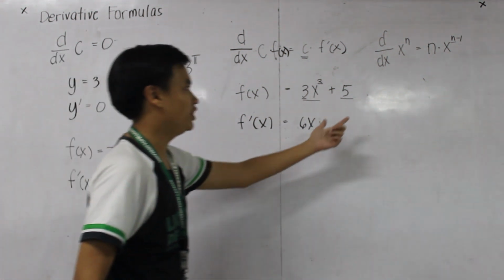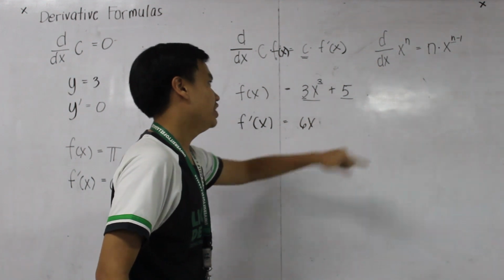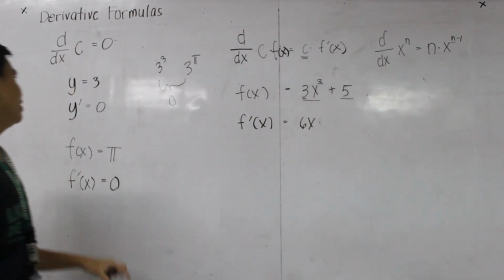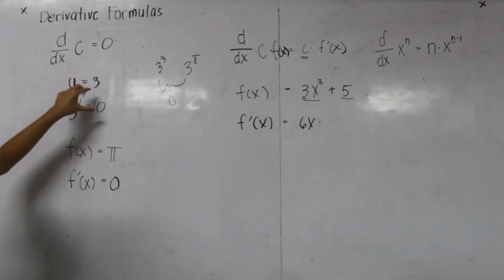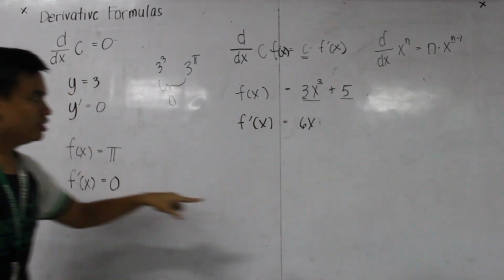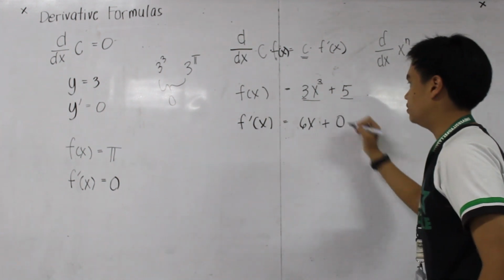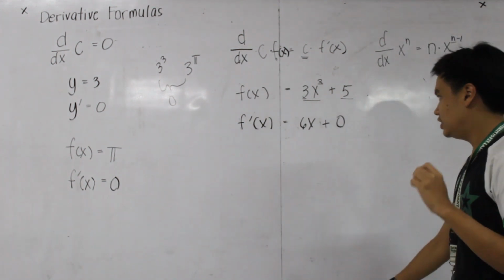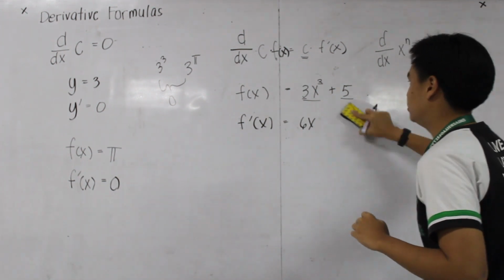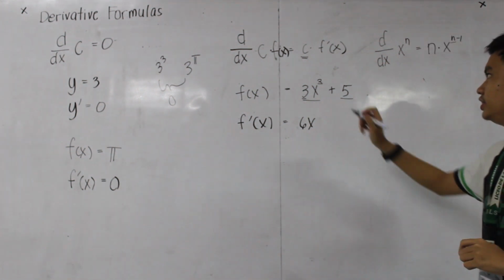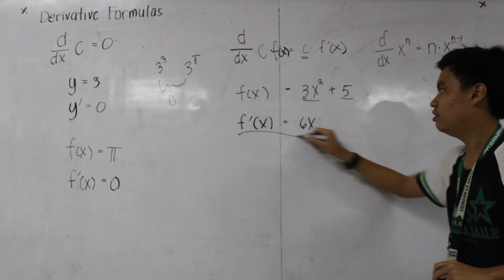And then what's the derivative of 5? As we mentioned earlier, the derivative of any constant is equal to 0. So this would be just 6x plus 0, or simplified, only 6x. Therefore, the derivative of 3x squared plus 5 is only 6x.